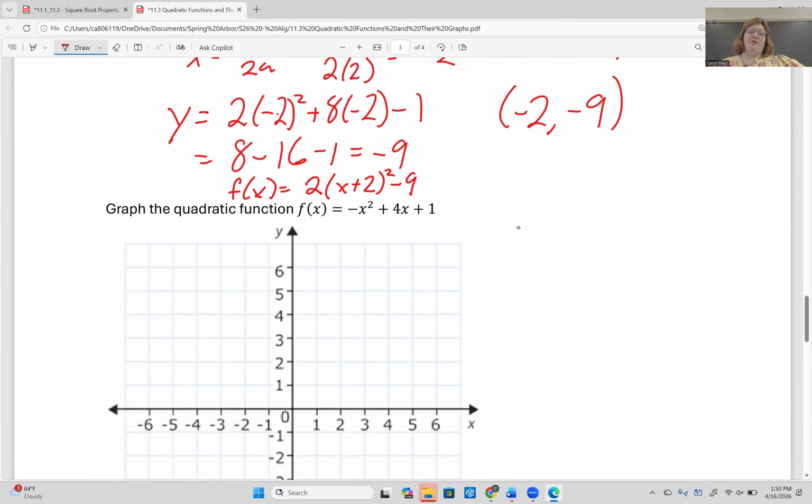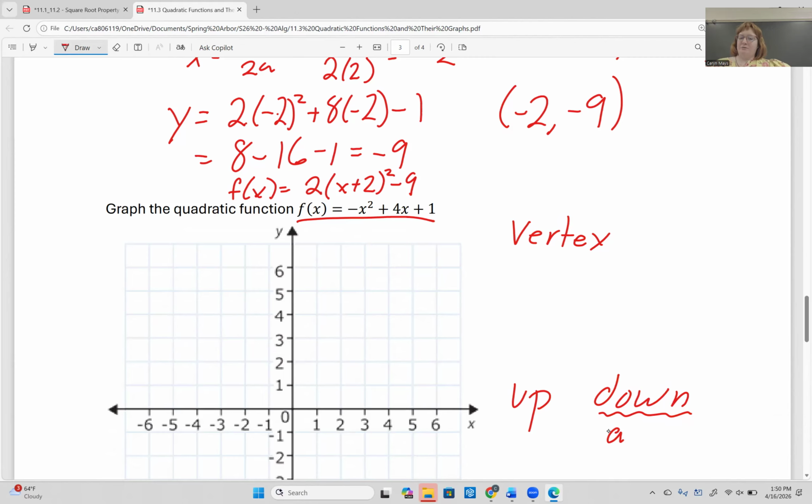Okay, graphing this quadratic function, we need the vertex, and we need if it opens up or down. Let's start with up or down. Does this quadratic open up or not? Okay, down. Why? A, what is A? Negative 1. So it opens down. A is negative. So it's going to open down.